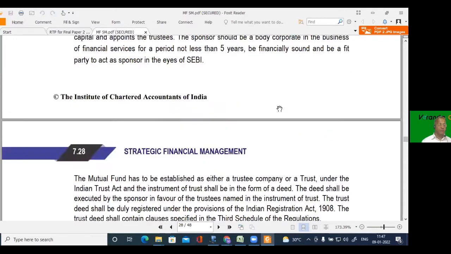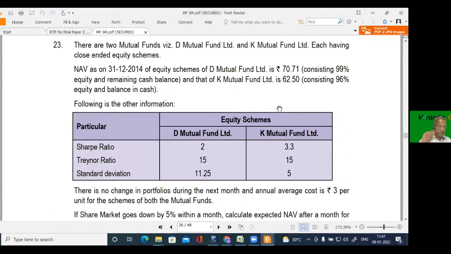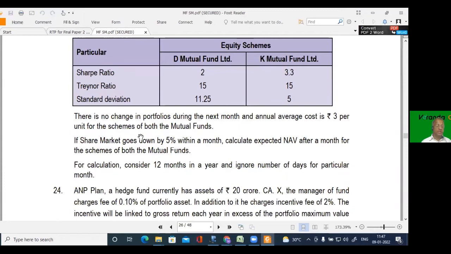Yes, this is the problem. Say there are two mutual funds, up to this Sharpe ratio, Treynor ratio, standard deviation. There is no change in the portfolio during the next month. An annual average cost is 3 per unit for the scheme for both mutual funds. If share market goes down by 5% within a month, calculate NAV after a month for this scheme of both the mutual funds. Consider 12 months in a year and ignore number of days for a particular month.